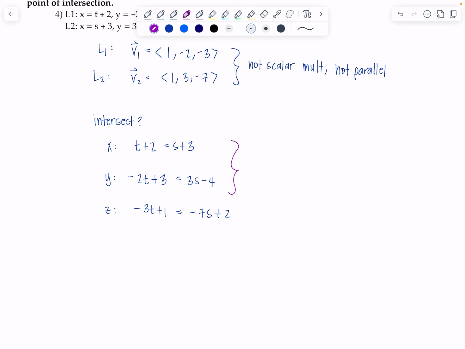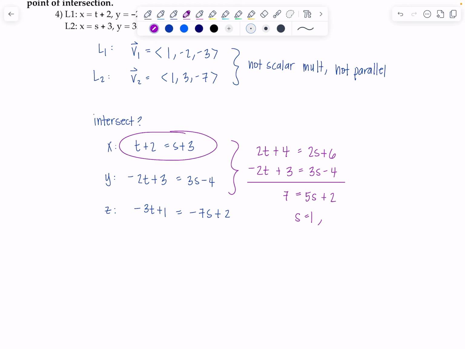So let's see, how do we feel about this system? Looking at the first 2 equations, I want to do elimination. Let me just double the first equation: 2t plus 4 equals 2s plus 6. And then let's leave this one alone: negative 2t plus 3 equals 3s minus 4. Then this is 7 equals 5s plus 2. So 5s is 5, so s is 1. And then mentally, if s is 1, t plus 2 is 4, so t is 2. So this solution came from working with the first two equations.